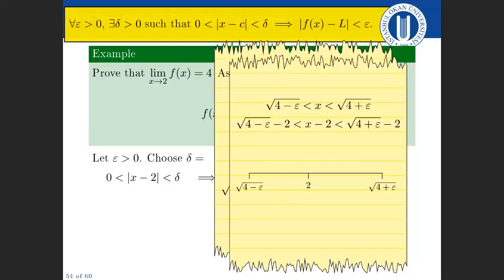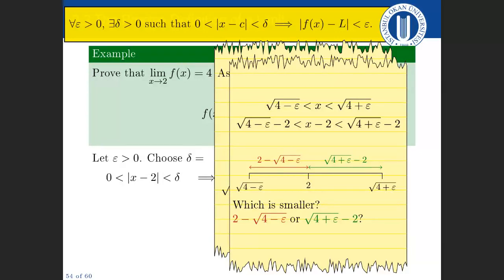Running out of space, another bit of scrap paper. The picture looks something like this. This distance in red is 2 minus the square root of 4 minus epsilon. And this distance in green is the square root of 4 plus epsilon minus 2. And we might ask, which of these is smaller?